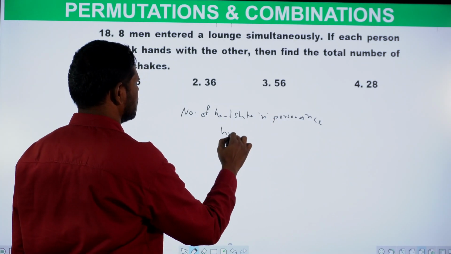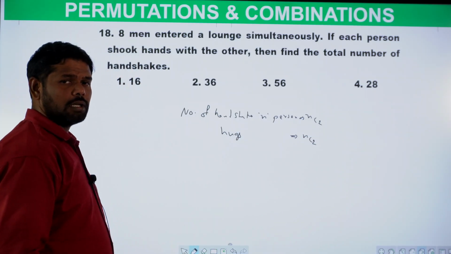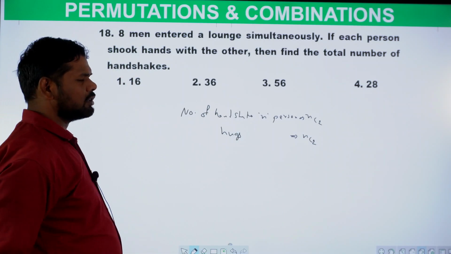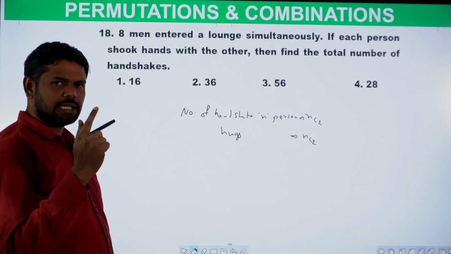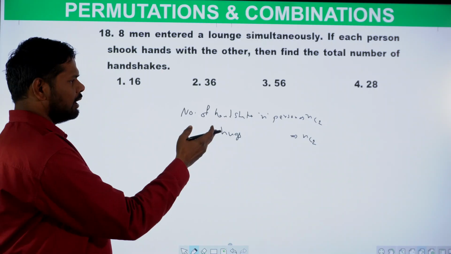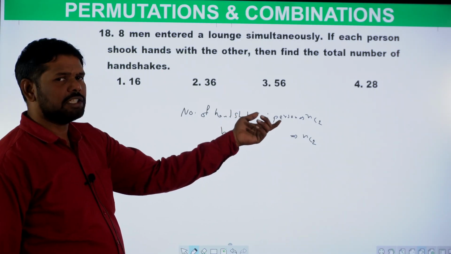nC2. Right, so clearly we know that. Why? If two persons meet each other, then only it is possible to make a single handshake. That's why definitely we need two persons at a time, right? So n persons means nC2.